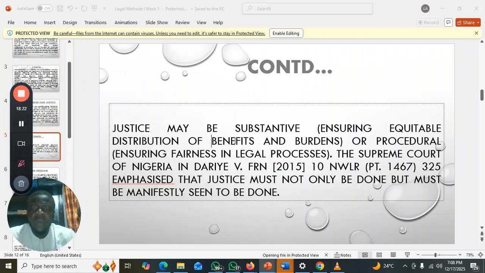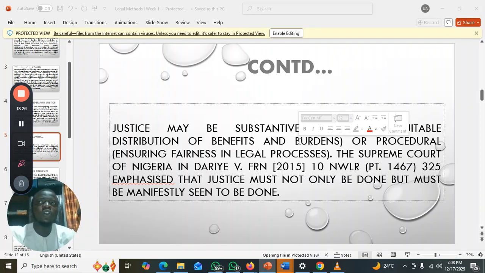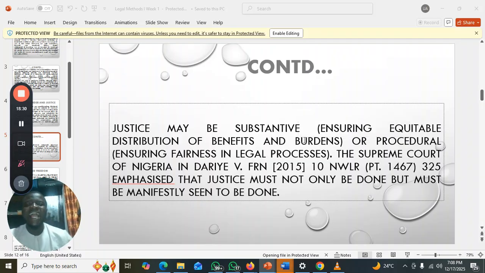So you can see justice as a substantive law, meaning justice ensures equitable distribution of benefits and burdens. What is benefit and what is burden? Benefit is what someone will do to me. That's my benefit on him. Then burden is what I have on the other person. What I'll do to him, that's a burden on me. What he will do to me, that's my benefit. He will be the one to respect me, and I will be the one to respect him too. My own respect to him is a burden, and his own respect to me is my benefit.